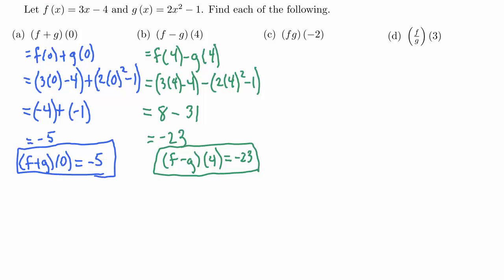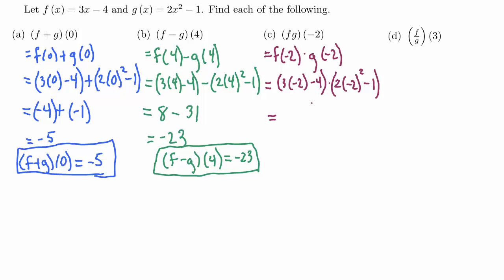Letter C. Letter C says f times g of negative 2. So what I'm really wanting to know is, what is f of negative 2 times g of negative 2? So go back to the f function, replace the x's with negative 2. So that gives me 3 times negative 2 minus 4. That's all of the f function times the g function, which is 2 times negative 2 squared minus 1.